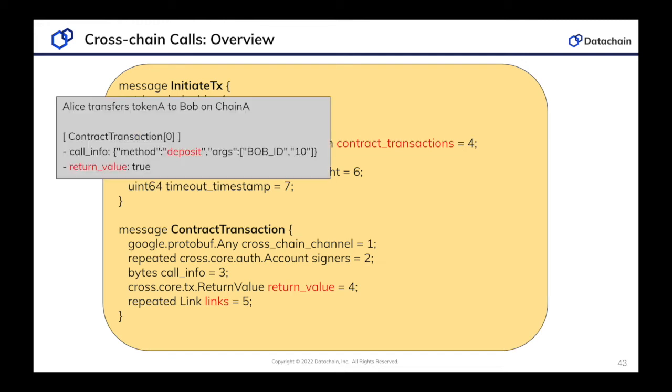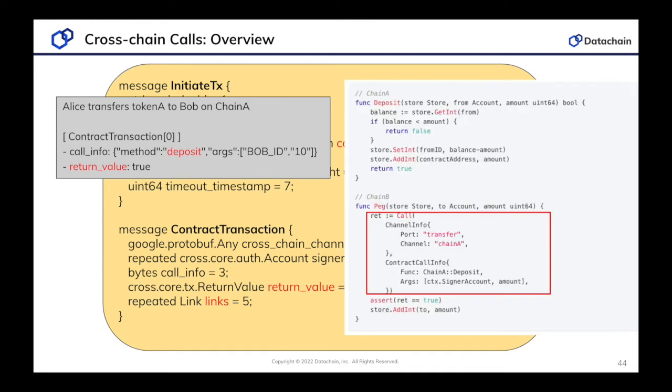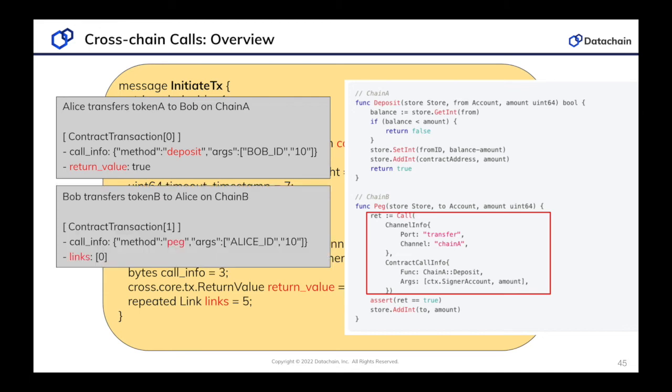Contract transactions include return values and links. One contract transaction includes call info for the deposit function, which is called from the other, and the return value. This return value is actually used in the peg function. The call function just returns this return value, expected as a result of the deposit function. And the other includes call info for the peg function, which requires the result of the deposit function, and links.